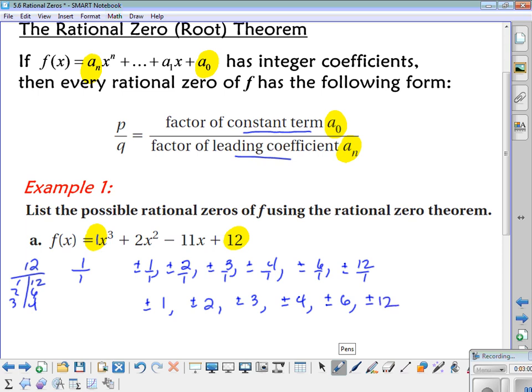So your answer would just be plus or minus 1, plus or minus 2, plus or minus 3, plus or minus 4, plus or minus 6, plus or minus 12. Those are all the possible zeros for that function. But not all of them are going to work. Right now we're just talking about possible zeros.